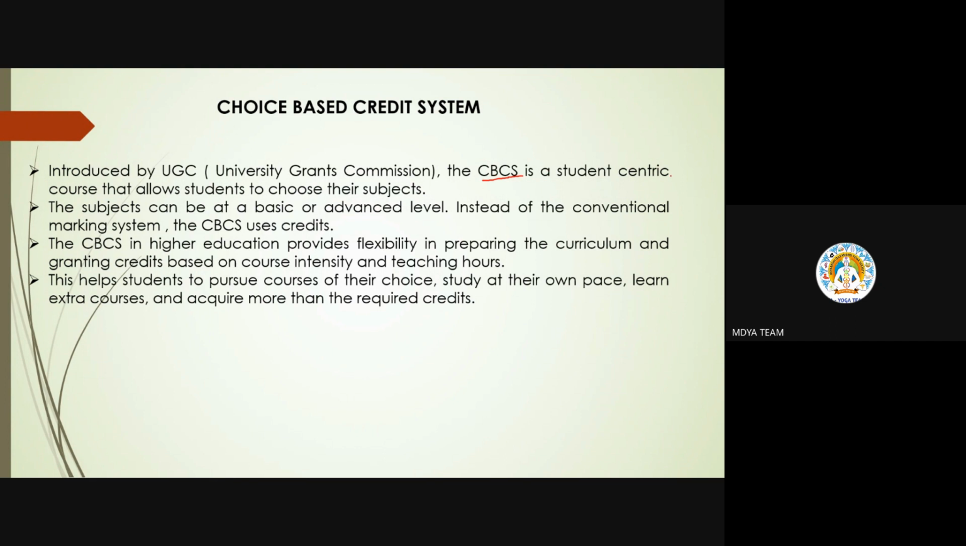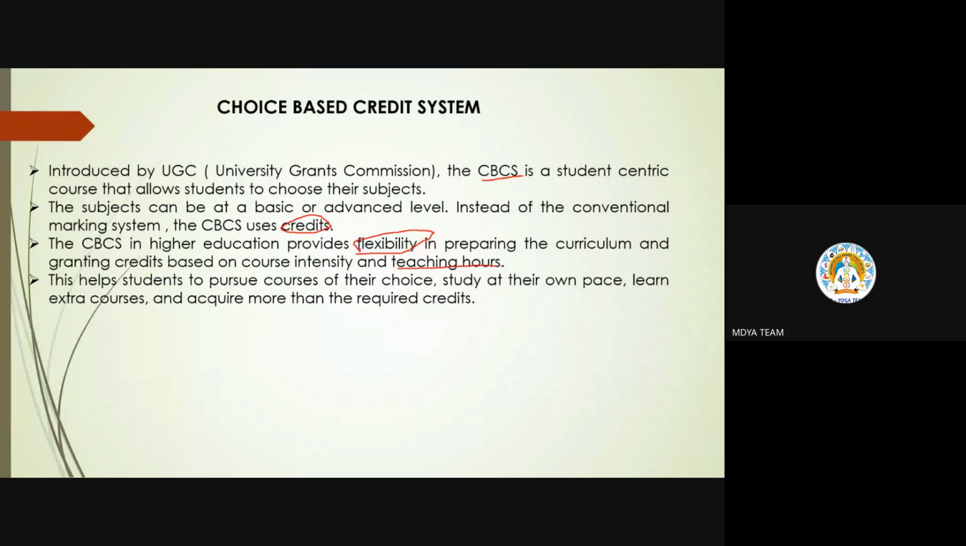The CBCS is a student-centric course that allows students to choose the subjects. The subjects can be at a basic or advanced level. Instead of the conventional marking system, the CBCS uses credits. The CBCS in higher education provides flexibility in preparing the curriculum, so learners can learn in accordance with their pace, granting credits based on course intensity and teaching hours.